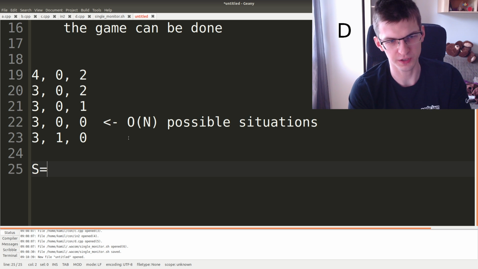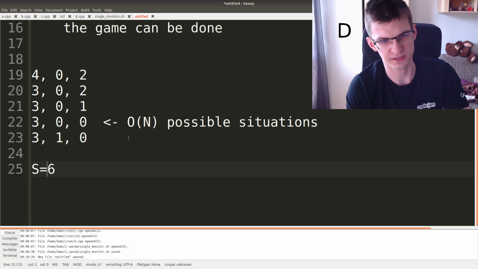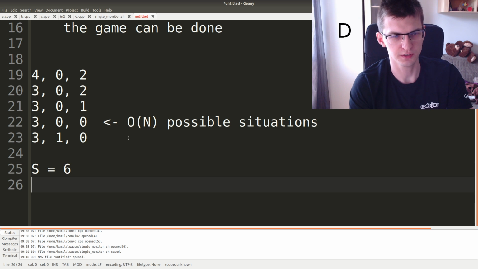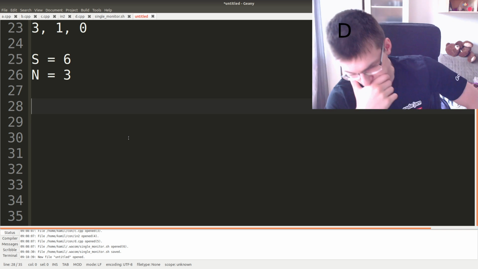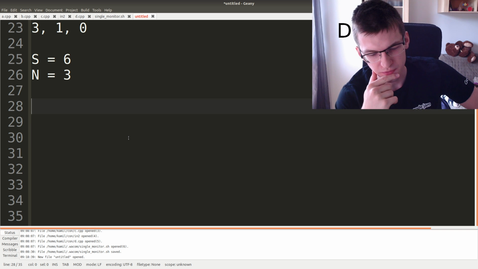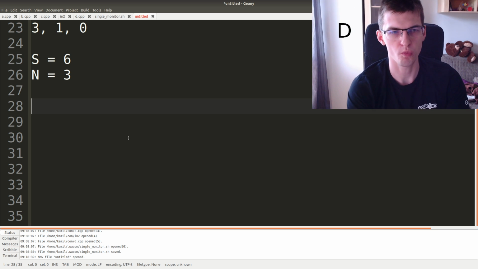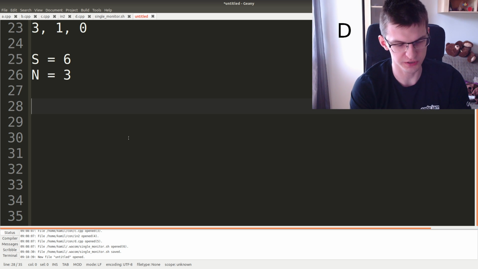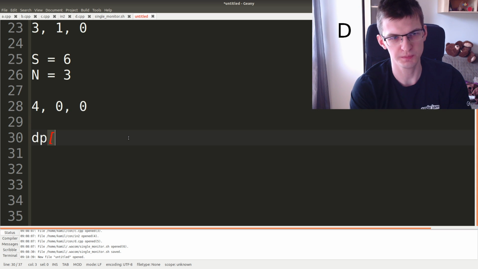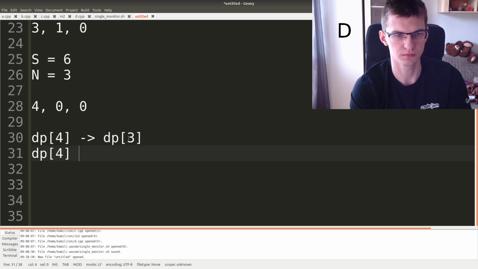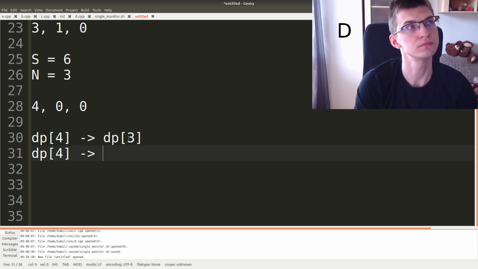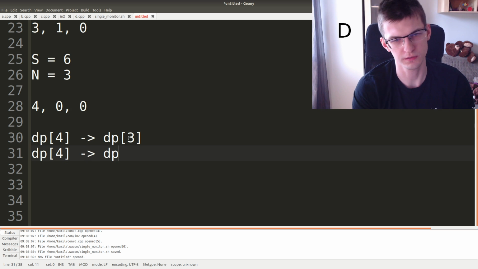Let's say that the number of cookies is S. Let's say uppercase S, the total number of cookies. N is the number of players. Then if we have such a situation when only one player has cookies, so from this dp of 4, I can either move to dp of 3, or I can move to dp of 5.